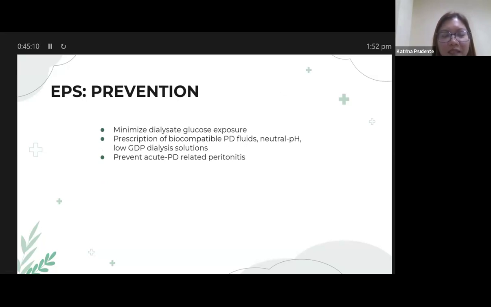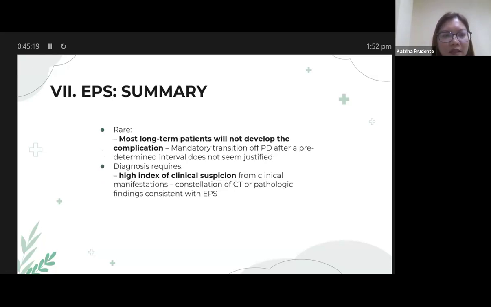Again, for prevention, minimize dialysate glucose exposure, prescribe biocompatible PD fluids, and prevent acute PD-related peritonitis. And most long-term patients will not develop the complications, and it remains a rare entity, and mandatory transition off PD after a predetermined interval does not seem justified.